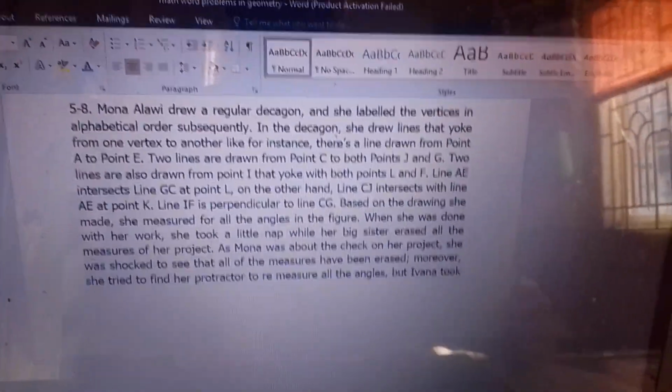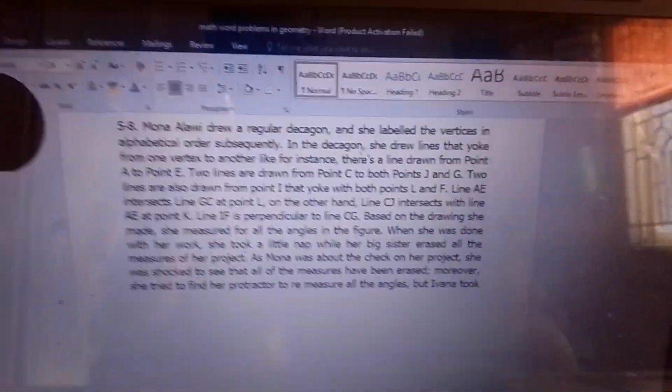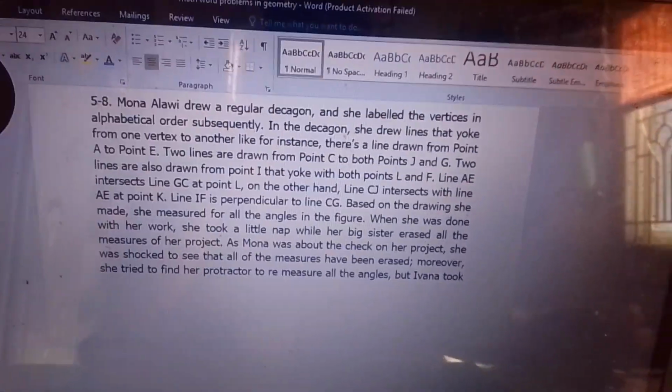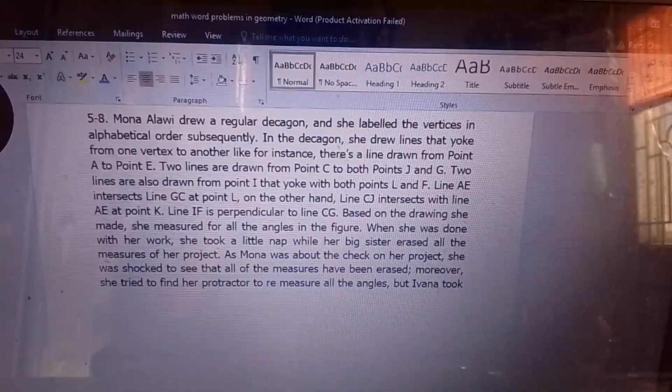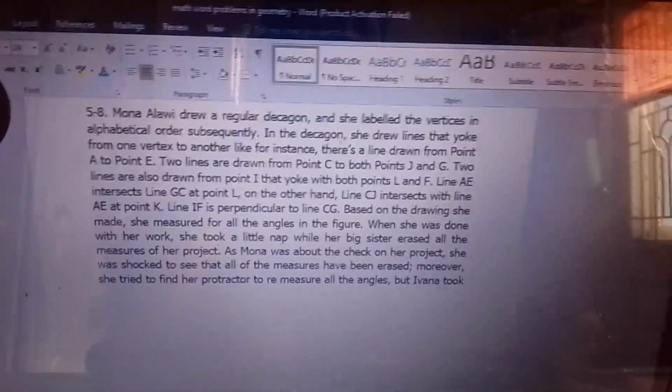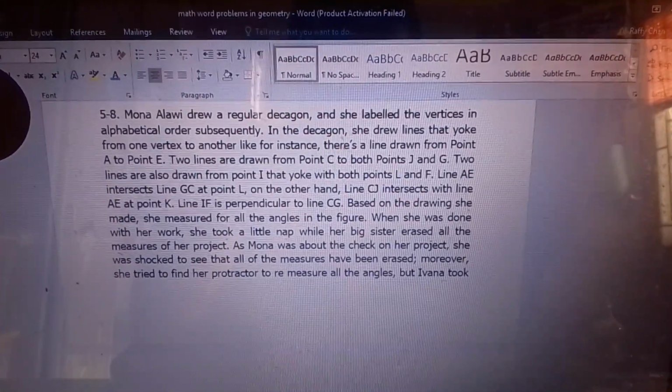Okay, everybody, it's time to work on another math problem. I'm back. So now we're in item 5-8. Item 5-8 is kind of tricky, but listen to me and you'll be on your way. Okay, here's the problem. Look at the problem very carefully.